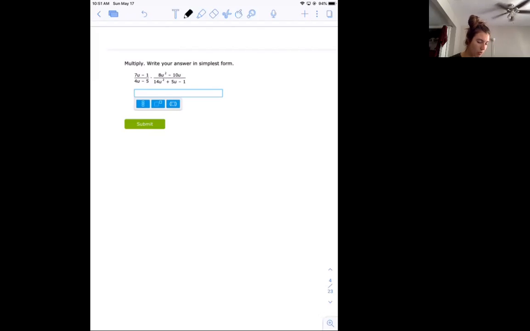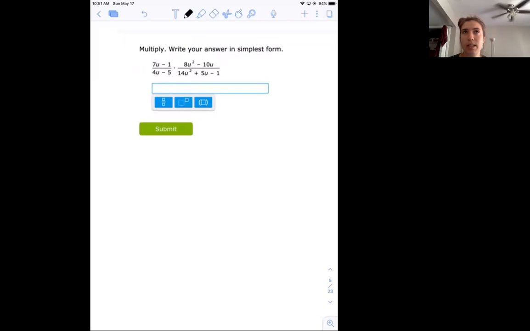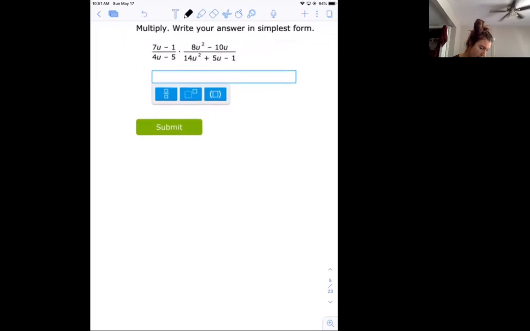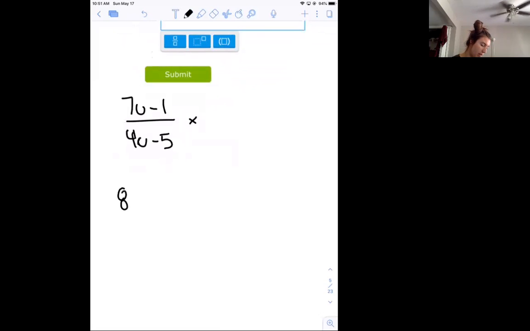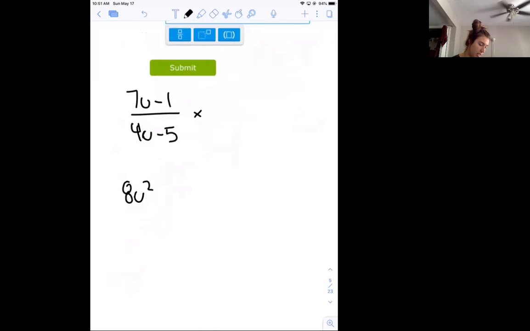So something to keep in mind is what we're trying to do is simplify each of these polynomials by factoring them, so that then we can cross things off that appear in both the numerator and the denominator. They can just cross off if we have the same thing. So let's just see. So I'm going to rewrite 7u minus 1 over 4u minus 5 times, okay, so 8u squared minus 10u, I can see right now that that can be factored. So I'm just going to come down here and try to factor that before I write it.